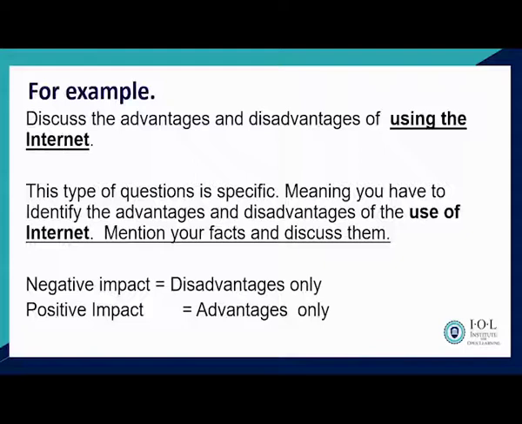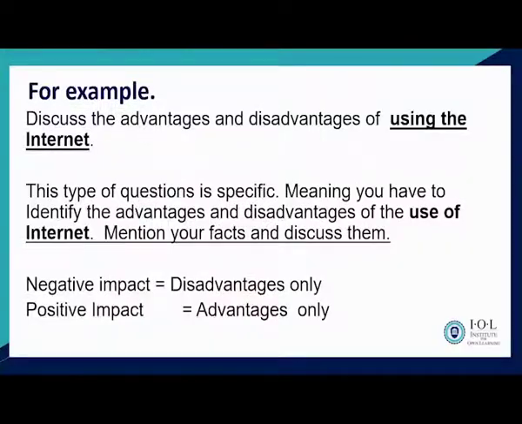The question says advantages and disadvantages. So if you discuss only the advantages, even if you give me 1 million advantages without discussing disadvantages, you have not answered the question fully. Because I said advantages and disadvantages of what? Using the internet. Not using the computer. Using the internet. How do you go about it?